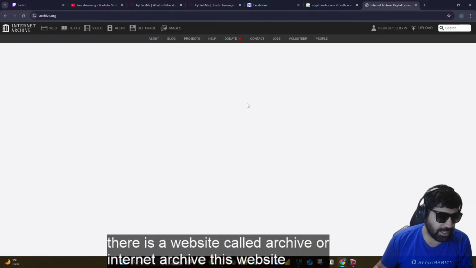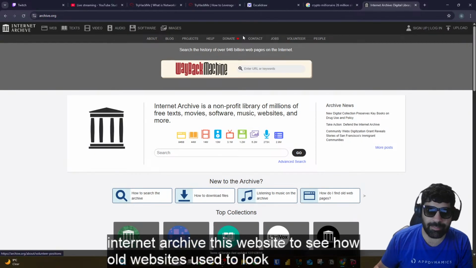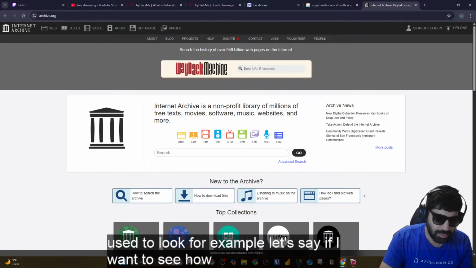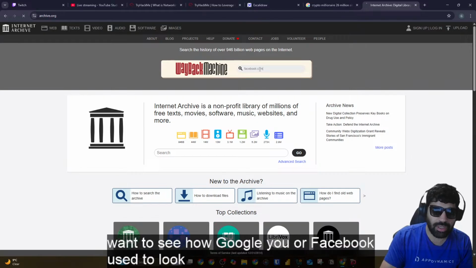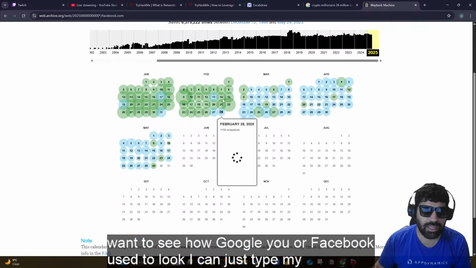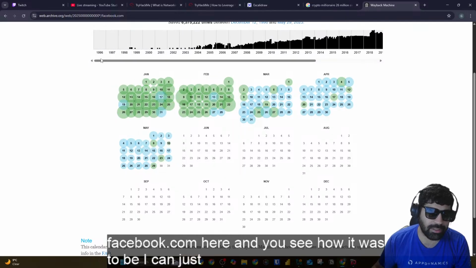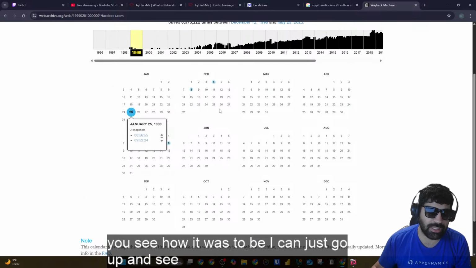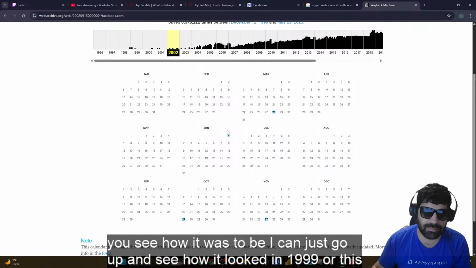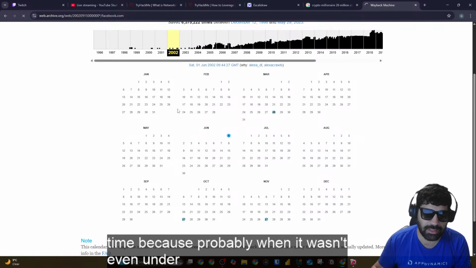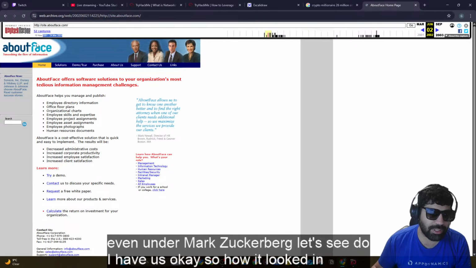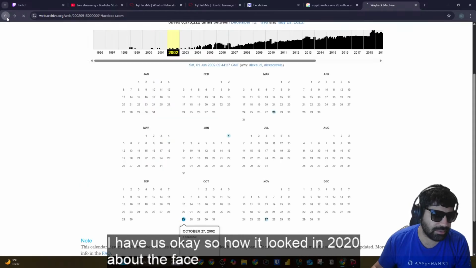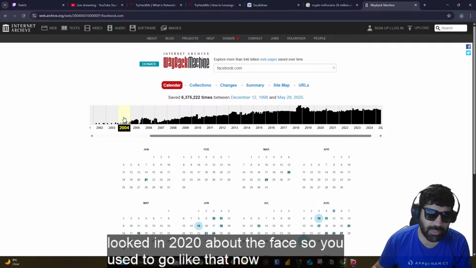This website lets you see how old websites used to look. For example, if I want to see how Google or Facebook used to look, I can just type in facebook.com here and you see how it used to be. I can just go up and see how it looked in 1999 or this time, because probably it wasn't even under Mark Zuckerberg. Let's see. Okay, so this is how it looked in 2020. So it used to go like that. Now, let's see when Mark Zuckerberg got it.